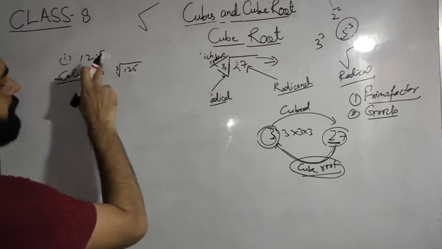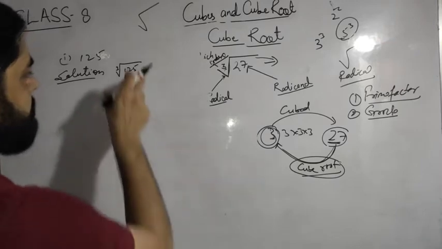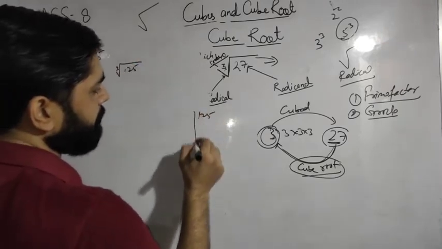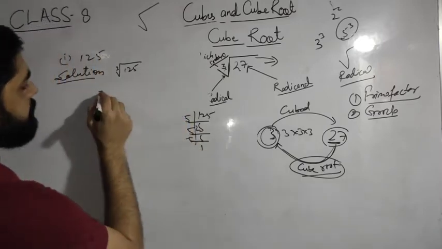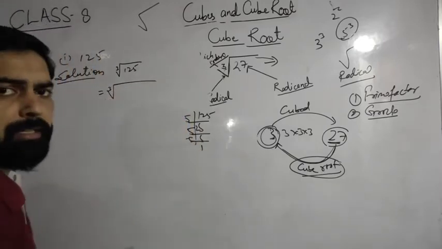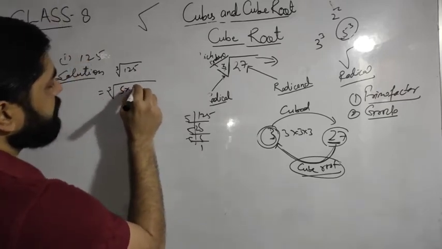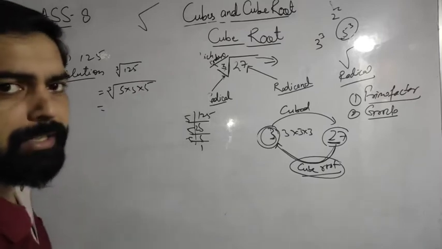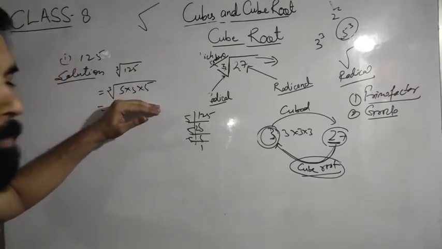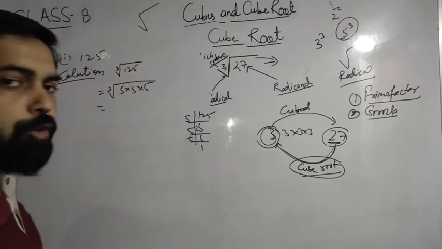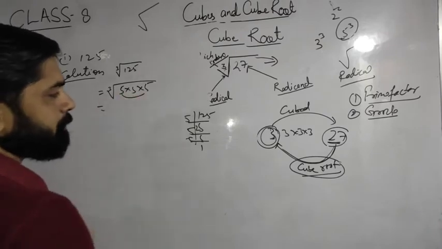Then we write the number inside the cube root symbol, and then we find the prime factors of 125. The prime factors are 5, 5, 5. Then we write the prime factors inside the radical symbol. And you know what the second step is? Second step, we make groups of like factors, a group of 3 numbers. This is the first group.